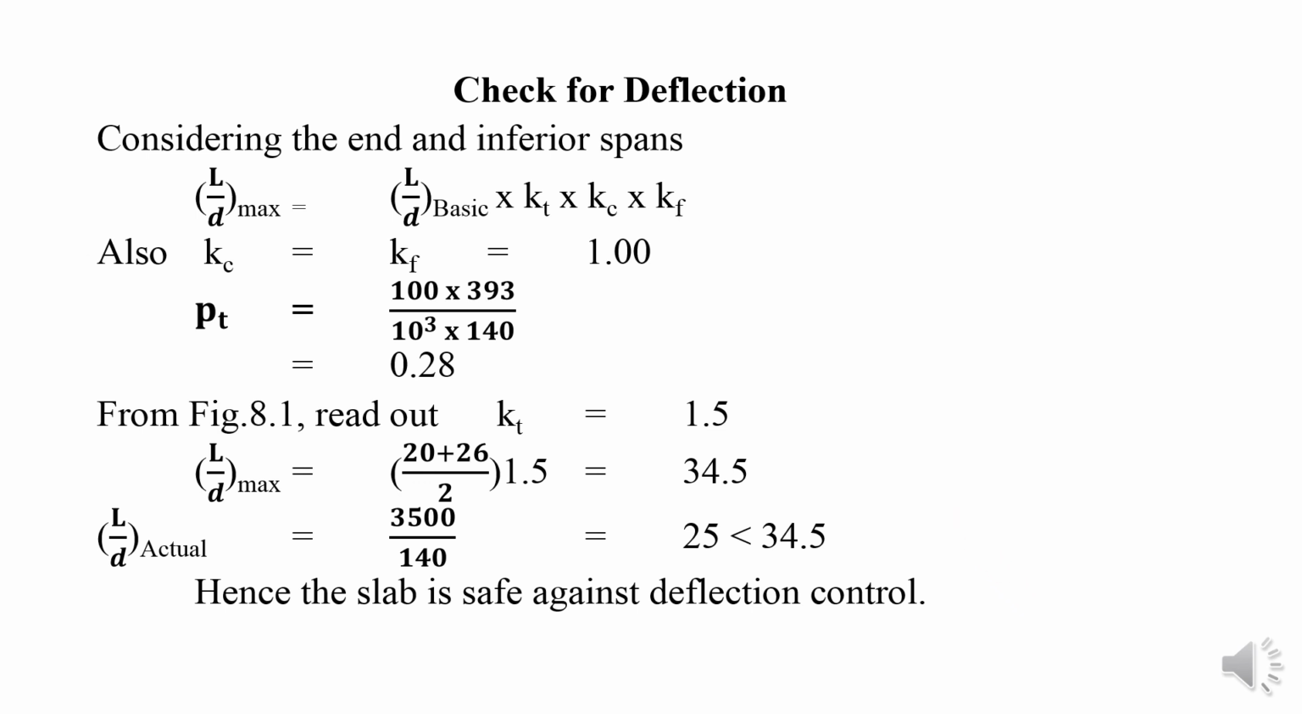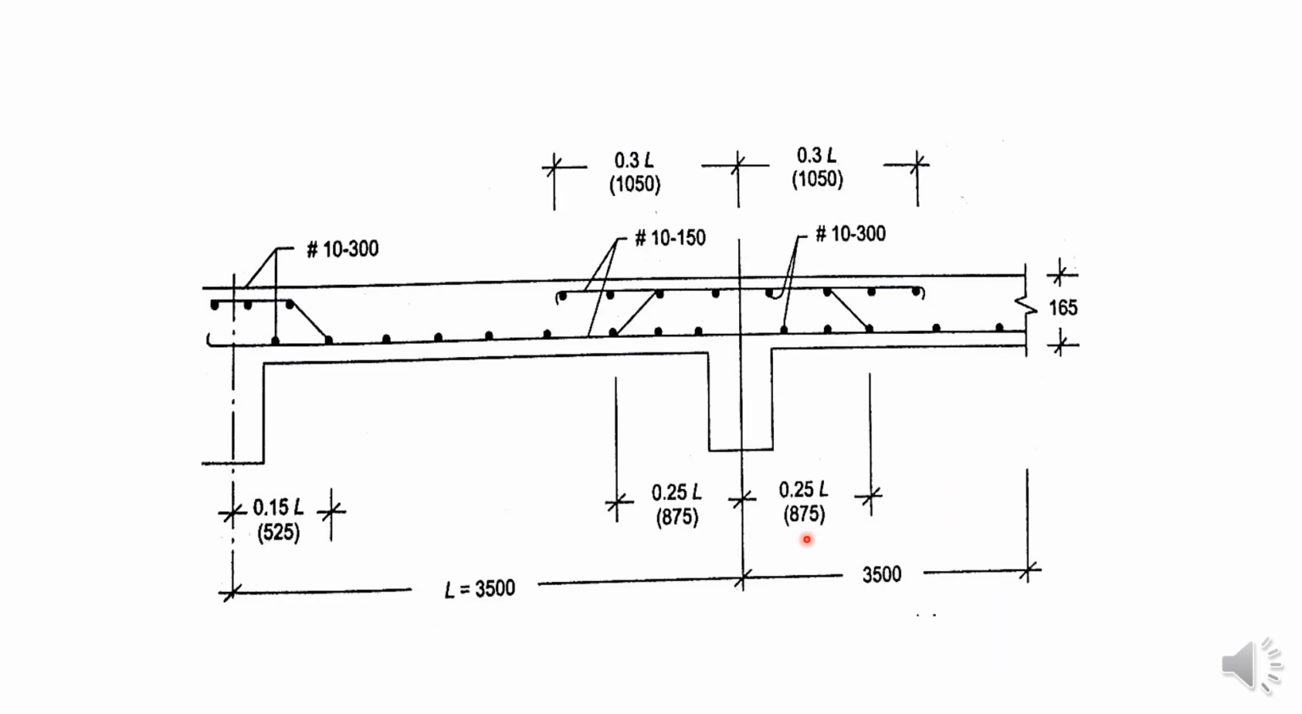So finally we have to draw the reinforcement detail. The main reinforcement as well as the distribution and the spacing you have to provide. Main is 10 mm at 150 mm center to center. Distribution we have to provide is 10 mm at 300 mm center to center. The depth of the slab is 165. The effective length of the slab is 3500. At the support we have to provide additional reinforcement as per support conditions.